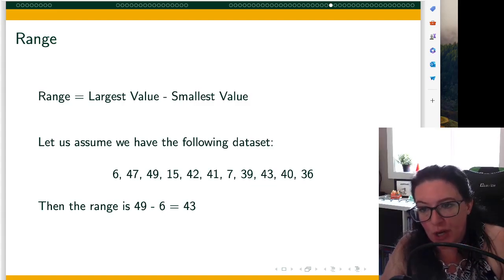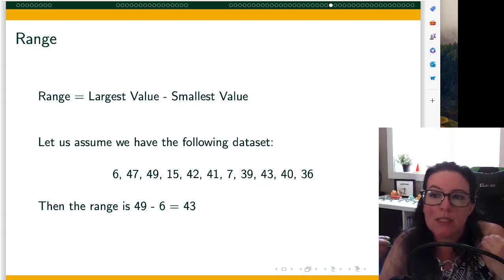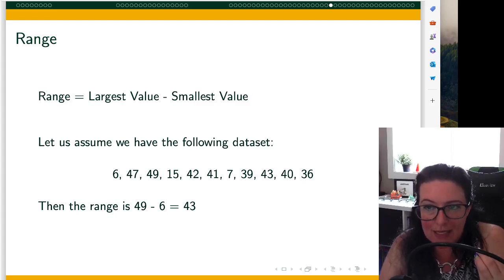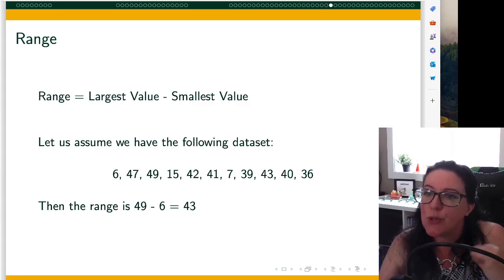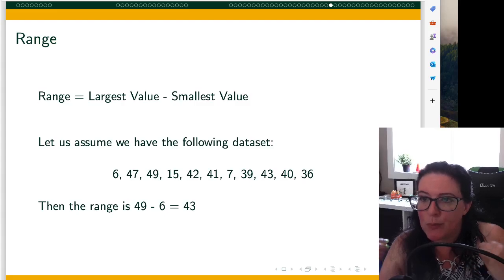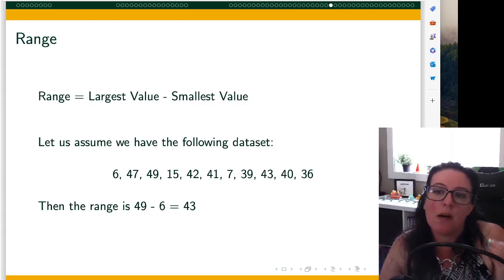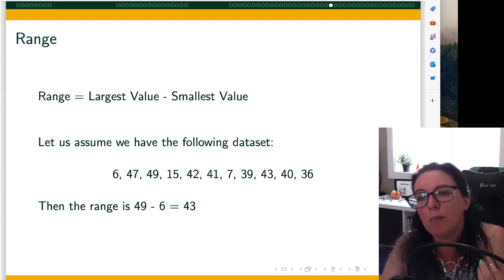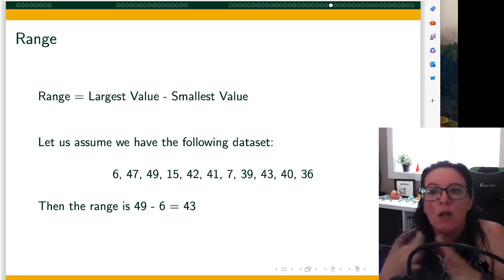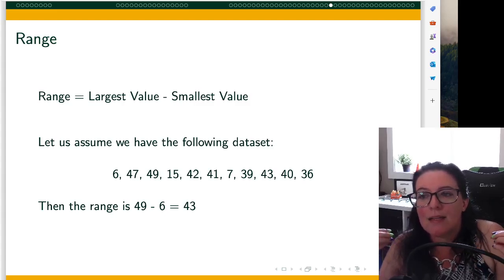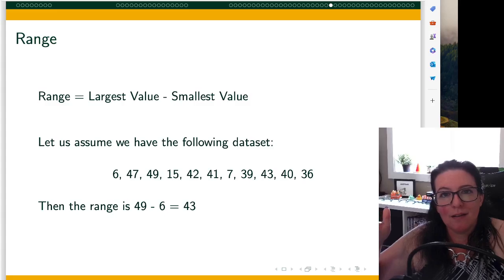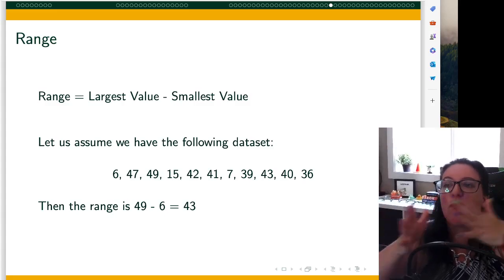So here is a bunch of numbers. One of the ways we could summarize this particular data set is we could look at the range. So the range is the largest value minus the smallest value. So we would take 49, the highest number, subtract 6, the lowest number, and the range is 43. So we can say that whatever this variable is, the spread from highest to lowest is 43.